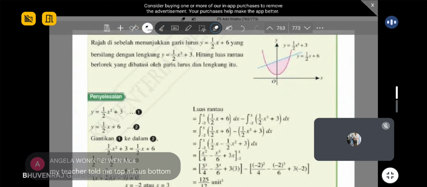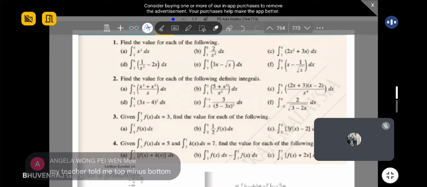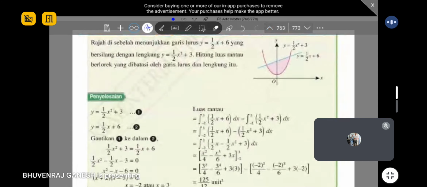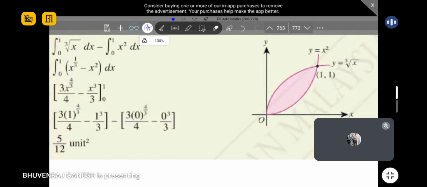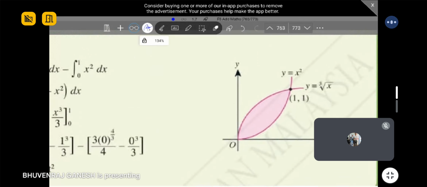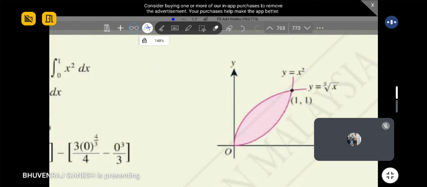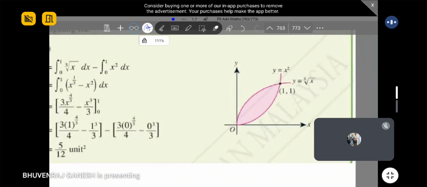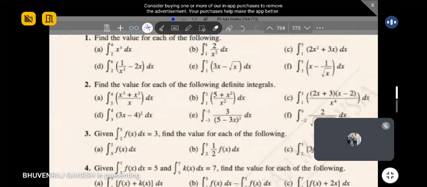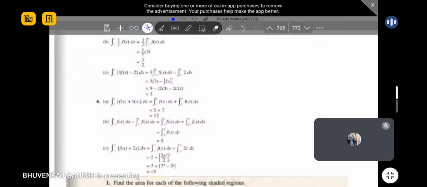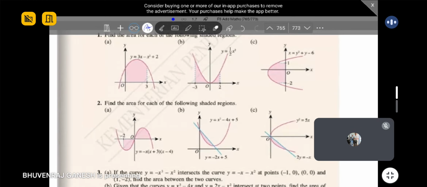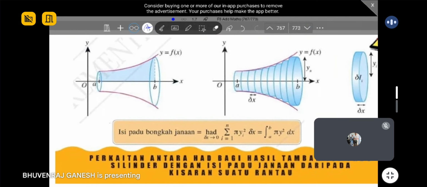Okay, we go on. Okay, next slide. Okay, so this one, my teacher told me top minus bottom. Yes, anyway also can actually. Depends how you see it. Okay, it can be curve minus line, top minus bottom, any concept. As long as you know how to apply it. Alright? Okay, so for this one, I will skip first. We will bincang another day, especially next week lah for revision. Okay, so I want to go directly to volume with you all.